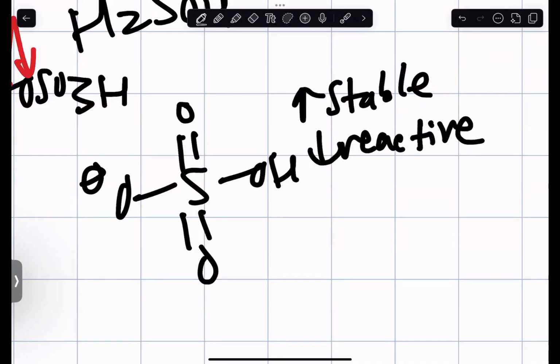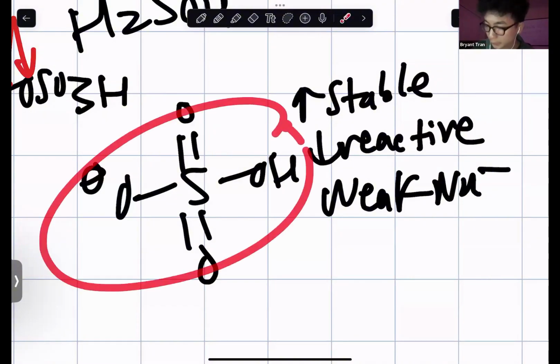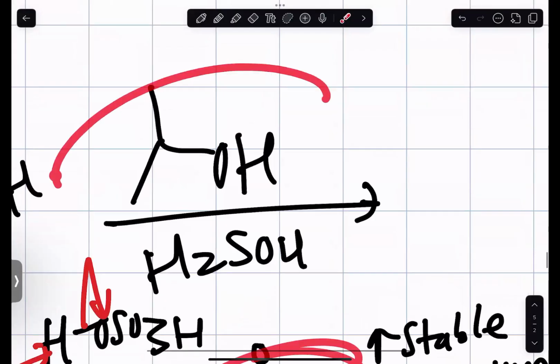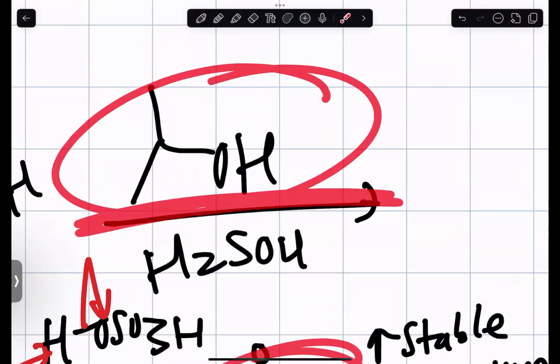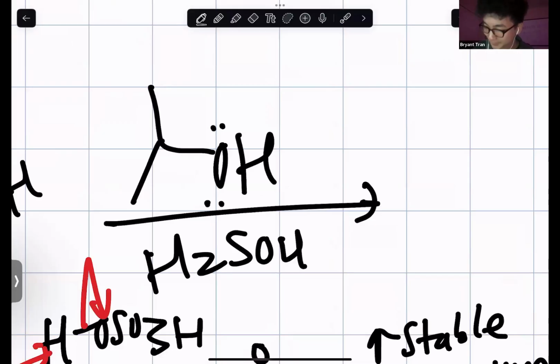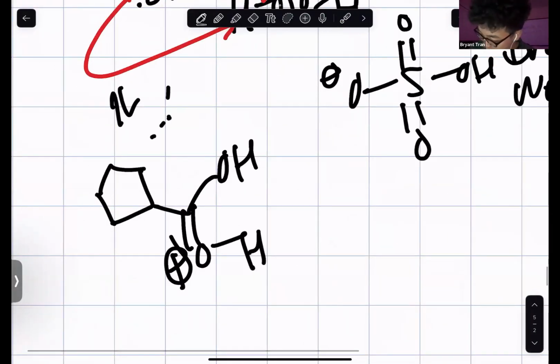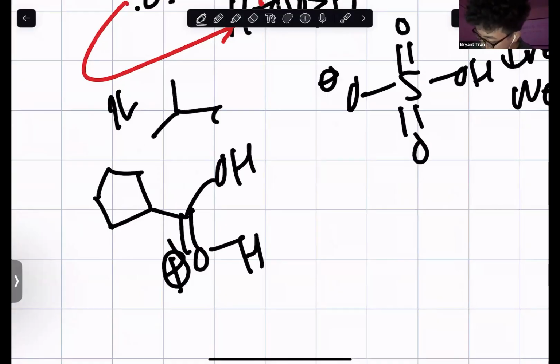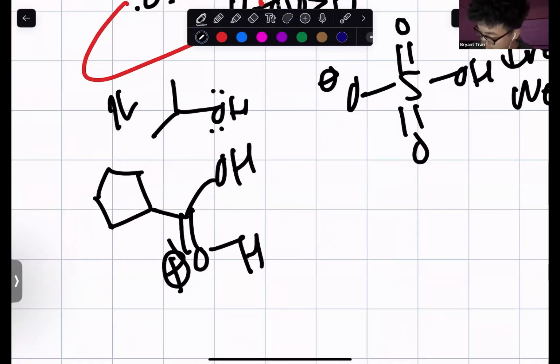If the electrons can move more, so if it's more stable, it's gonna be less reactive, right? So that means that it's gonna be a weak nucleophile, right? So we won't use this H2SO4 minus as the nucleophile. We'd use the other one. This alcohol right here, with 2 pairs of electrons, as the nucleophile, right? Okay, so we're gonna use this alcohol to attack this carbon.